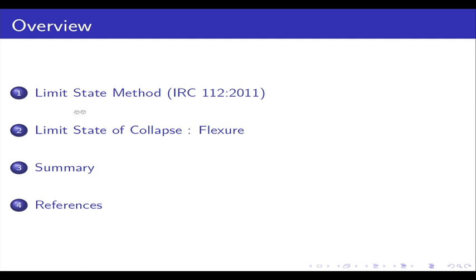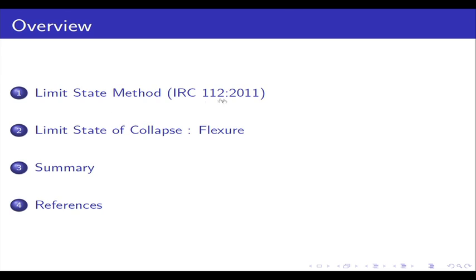And now we shall go for the limit state method, that is the general one, IRC 112 2011, and then we shall consider flexure, and later on we shall go for CR. Whenever we solve the problem, that time we shall go for CR, because I thought that certain orientation is required regarding the concrete, then it will be easier to know how we are going to apply that.